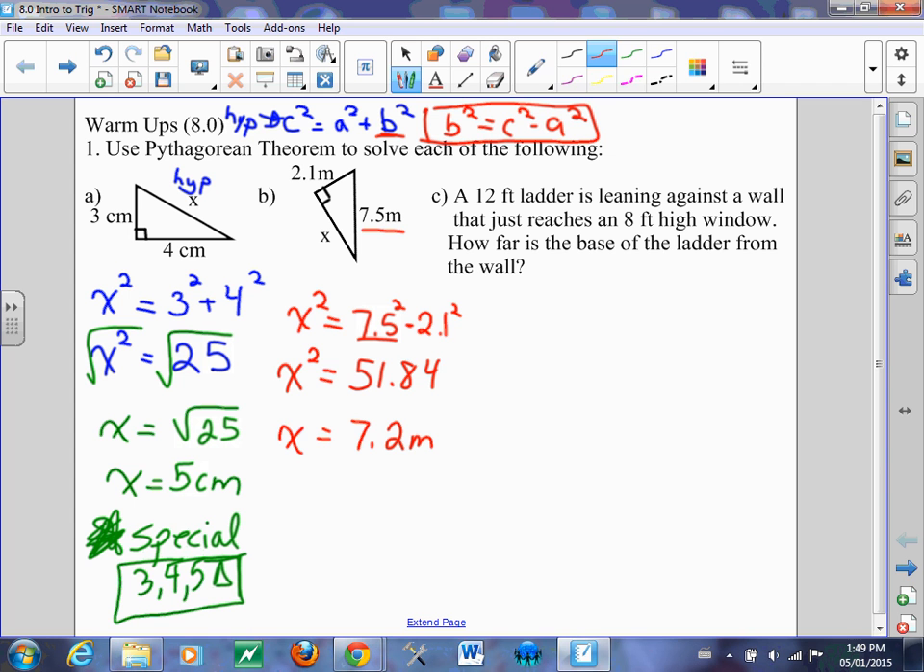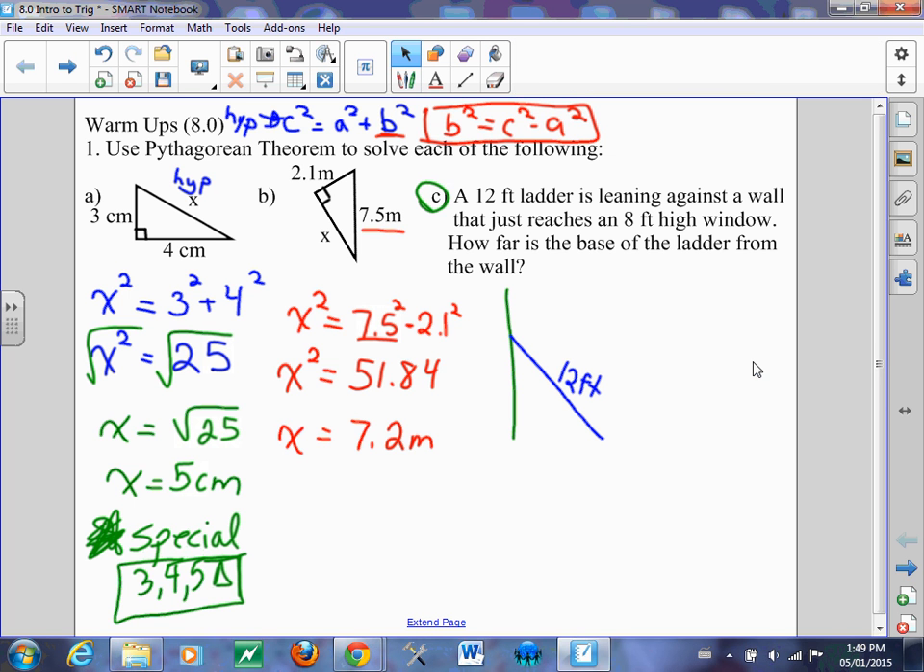All right. Question C, word problem. Hey, a ladder. Woohoo, we always have ladder problems, right? A 12-foot ladder is leaning against a wall. So I'll draw a wall. Okay, and I'll draw my 12-foot ladder, so that's what I know there. I'm going to create a triangle with the ground. What do I know about the ground and a wall? It should be 90 degrees by code. Okay, and it says that it just reaches an 8-foot high window.